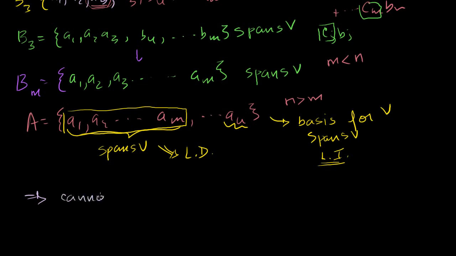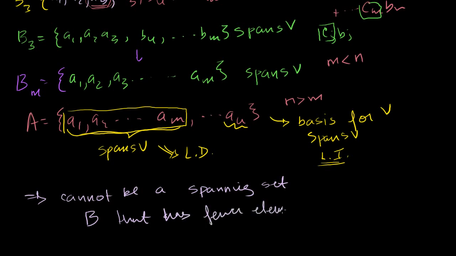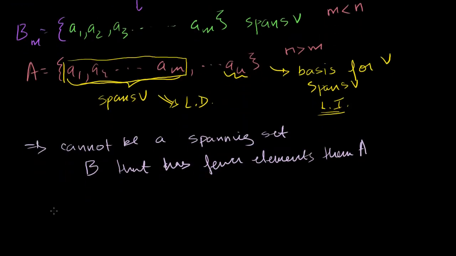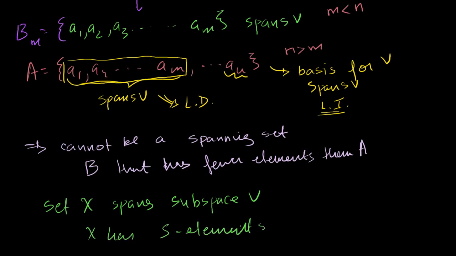There cannot be a spanning set B that has fewer elements than A. And this is a pretty neat outcome, because now if I come up to you and I say, hey, I found some set X that spans the subspace, let's just call that V again, and X has 5 elements, you now know that no set that spans the subspace V can have fewer than 5 elements.